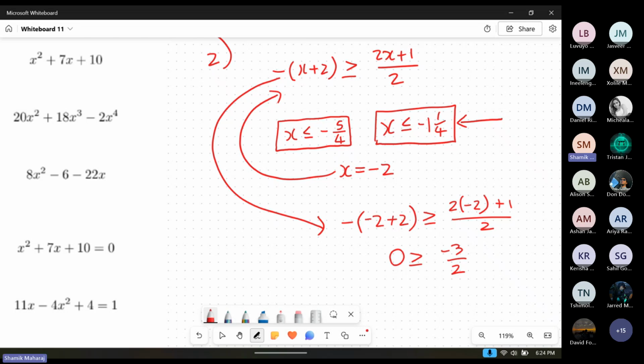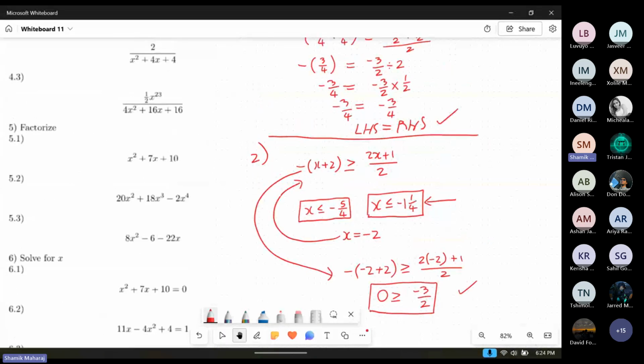So is this a true statement? Is 0 greater than or equal to minus 3 over 2? Yes, it definitely is. So that's a true statement. So that's the second step of our check. Done, and we are done with this question. That was a lot for one question.